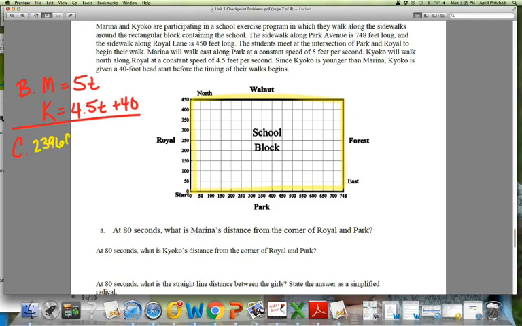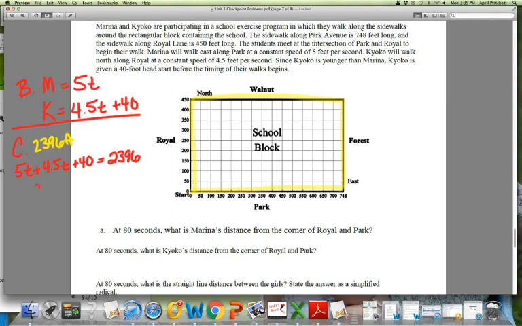you've got to think about the total distance around the block because it says the combined distances. Combined means that you're going to be adding the two distances of the two girls, and it's equal to the entire distance around the block. Well, the entire distance around the block is you add all 4 edges and you get 2396. So basically we add the two girls' distances. One girl is 5t, the other one is 4.5t plus 40. So you add those two expressions and set them equal to 2396, the total length around the block.